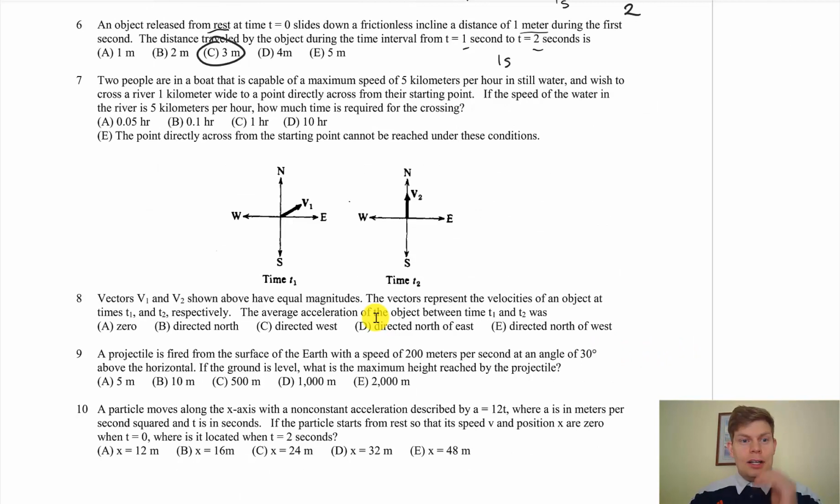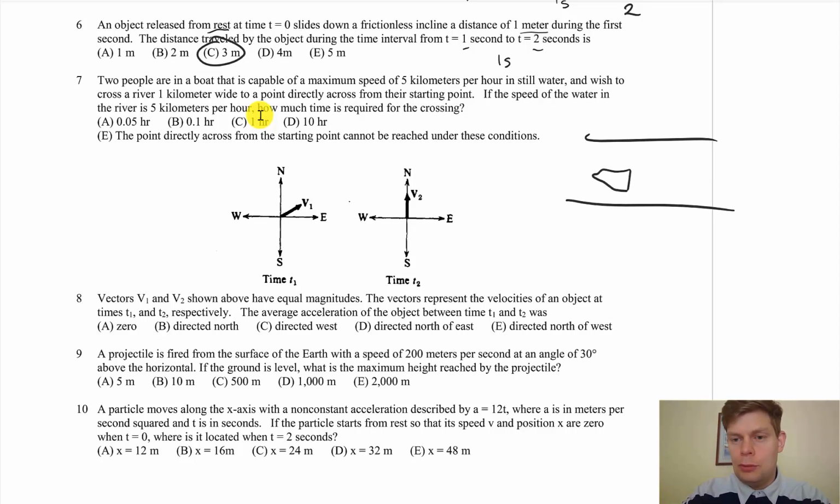All right. So we got 2 people in a boat capable of traveling a max of 5 kilometers per hour in still water, and they wish to cross a river, blah, blah, blah wide, to the starting point. But if the speed of the water in the river is 5 kilometers per hour and they want to get straight across, they can't. The best they can do is hold their position if they aim their boat. Like if you got your river and you got your boat.